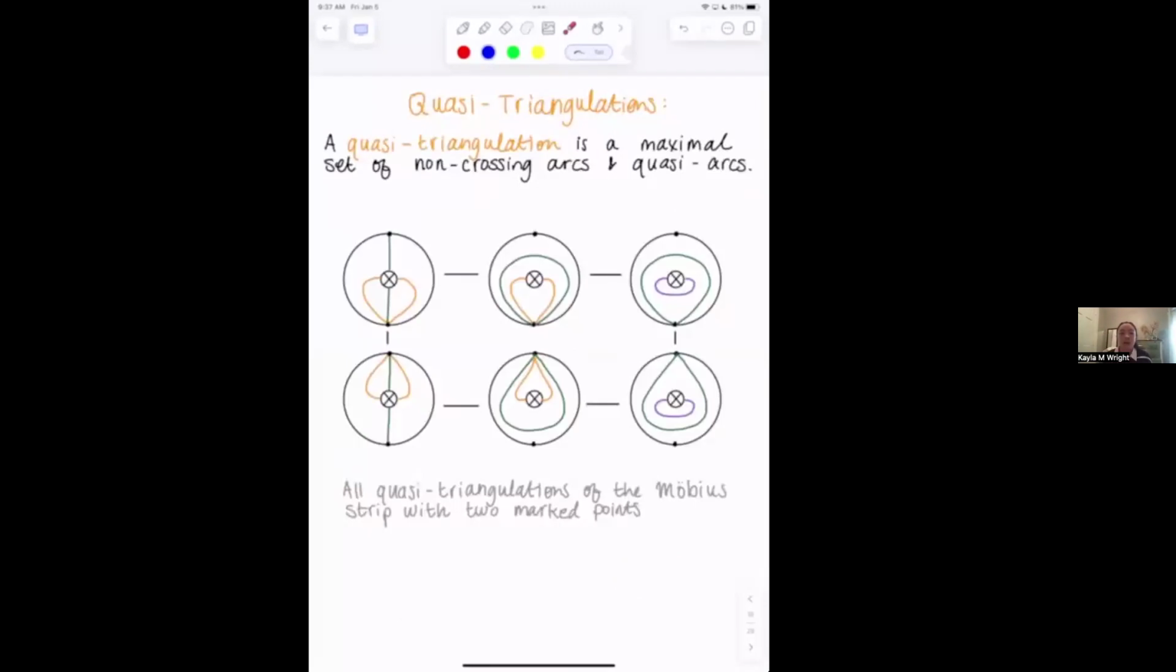So quasi-triangulations are just maximal collections of non-crossing arcs and quasi-arcs. So I've drawn all of the different quasi-triangulations for the Mobius strip with two marked points here. This is actually all connected by what are called quasi-mutations. These are what these lines are. But these are going to be the objects that we're looking at today. So even though these look like they might cross, when you actually draw them on the Mobius strip, you'll see that they are actually non-crossing.